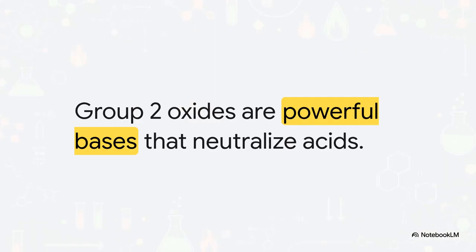Let's look at the basic character of the oxides these metals form. The oxides of group 2 metals are powerful bases that react highly exothermically with water to form hydroxides. If you take solid calcium oxide, which is often called quicklime, and drip water onto it, you can literally watch the solid crumble, expand, and visibly heat up as it transforms into slaked lime. Because they're so strongly basic, they are absolutely fantastic at neutralizing acids.